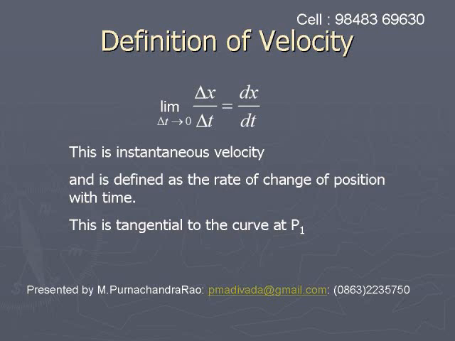This is instantaneous velocity, and the direction of this velocity will be tangential to the position-time curve at the point P1. It is a tangent to the position-time curve at the point P1.